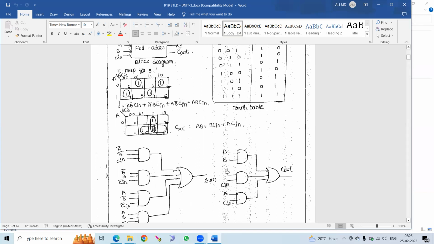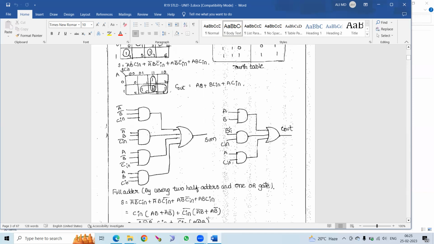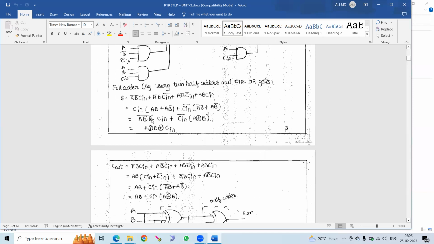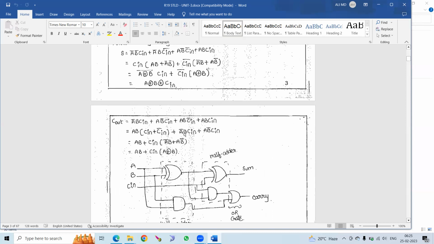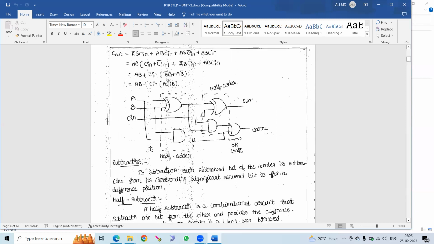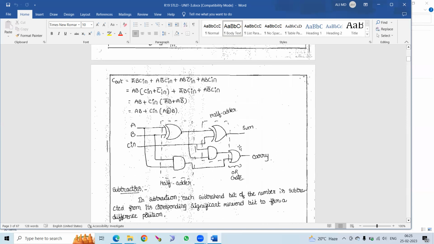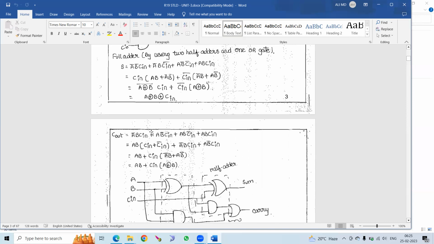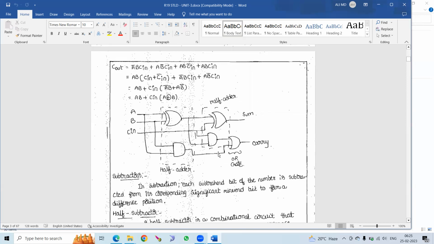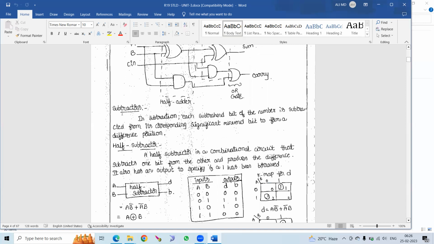By the K-map, we get a Boolean expression. By the expression we make the logic diagram. It's a logic circuit diagram. Again, how to represent a full adder by using two half adders and an OR gate: we go for the Boolean algebraic functions by the laws and the axioms. So we can again represent the sum and the carry by this.